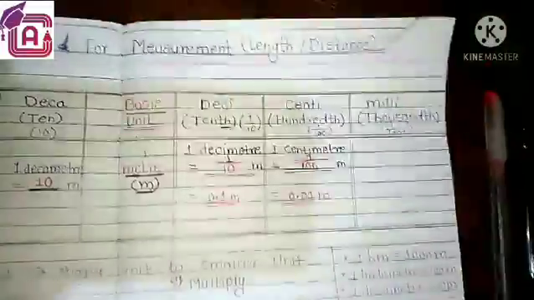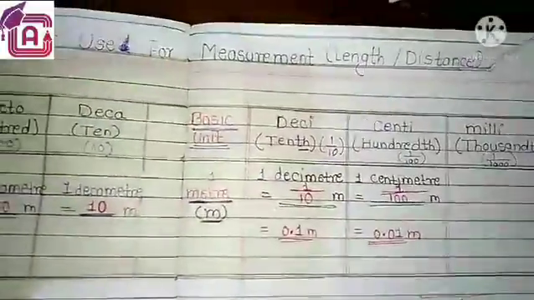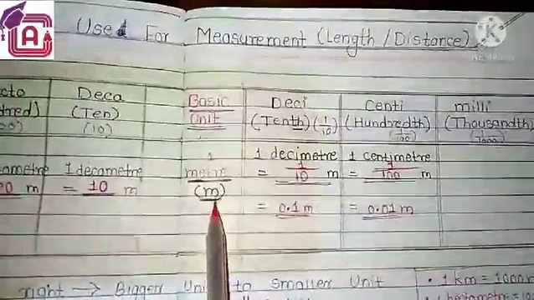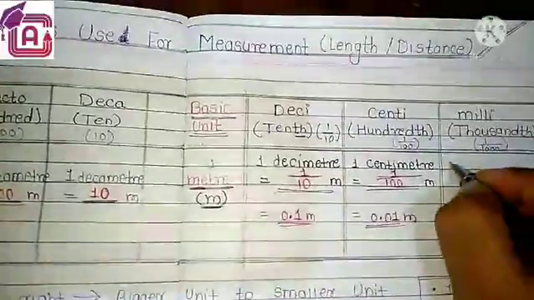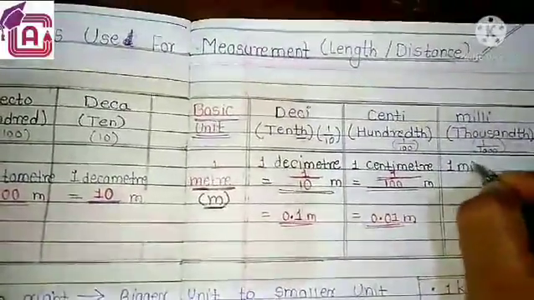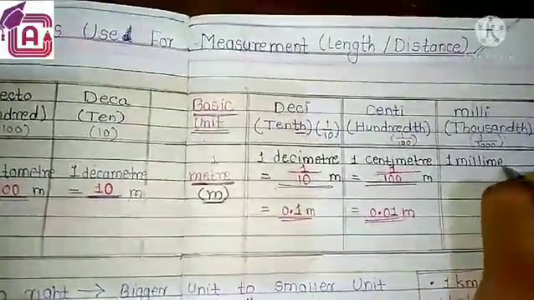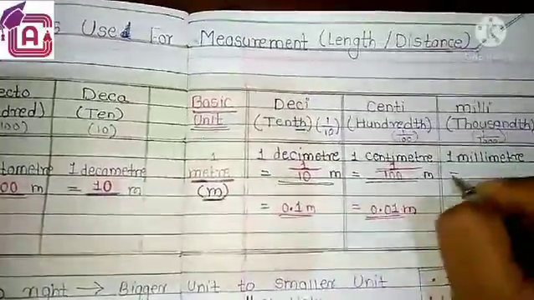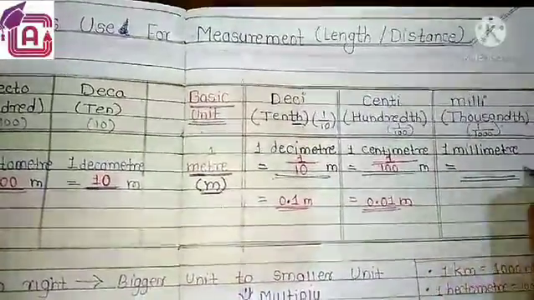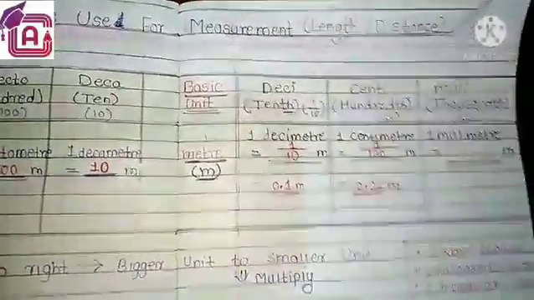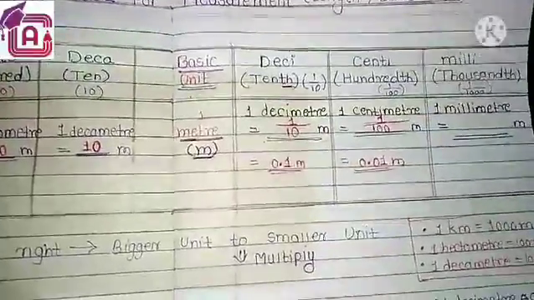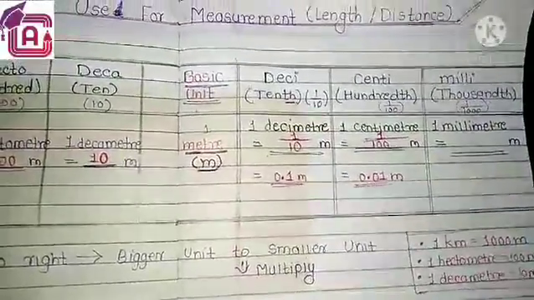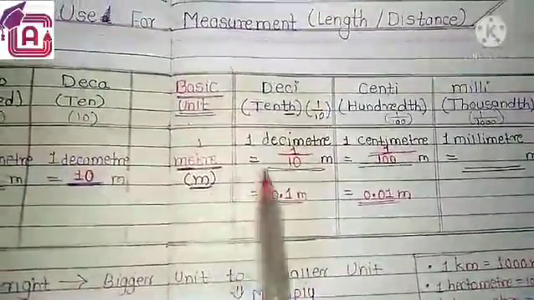Now going towards the last one, that is milli. So again we are calculating with reference to the meter. So 1 millimeter is equal to how many meter? Again we are calculating with reference to the meter.